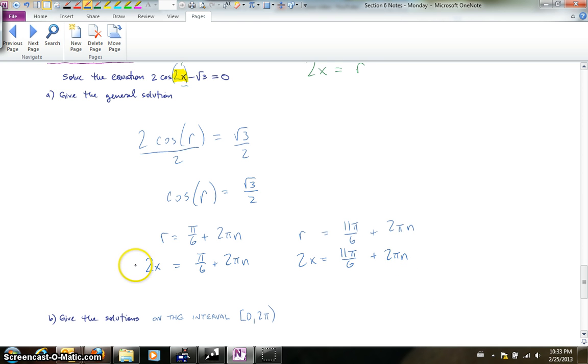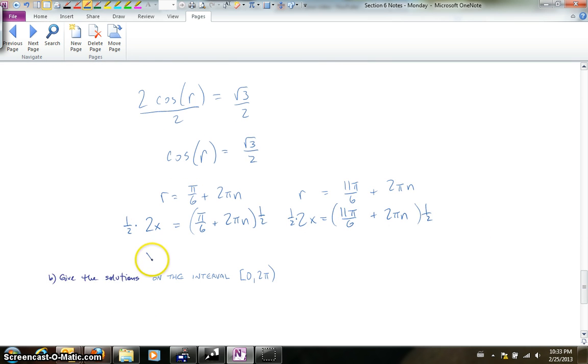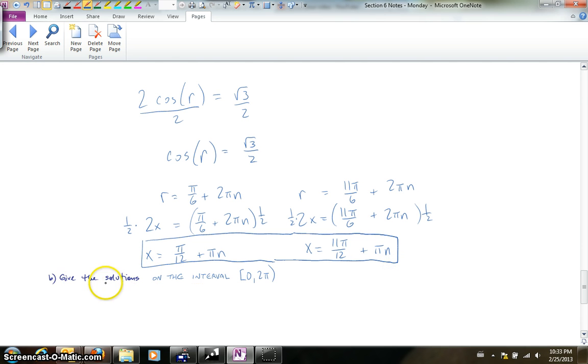From here I want to isolate the x, so the easiest way I see to do that is to multiply both sides by 1/2. And we're doing that for both of these equations here. So we're left with x equals pi over 12 plus just pi n this time. Here we have x equals 11 pi over 12 plus pi n. If I was only asking for the general solution, we'd be done. But part B, you'll see, asks us for the solutions on the interval 0 to 2 pi.